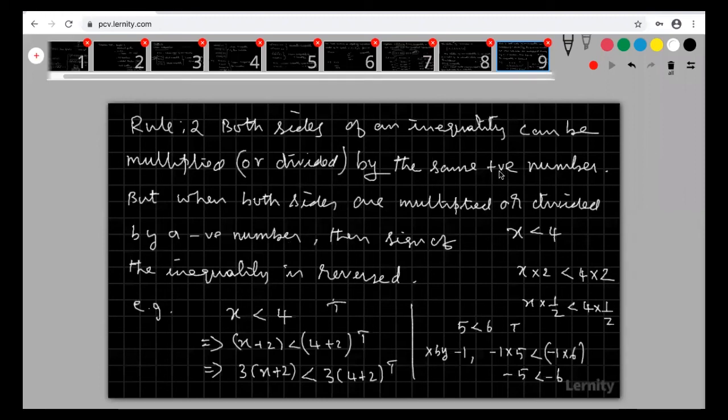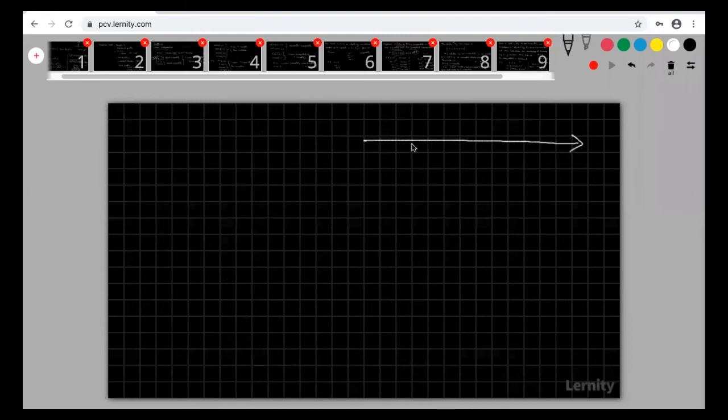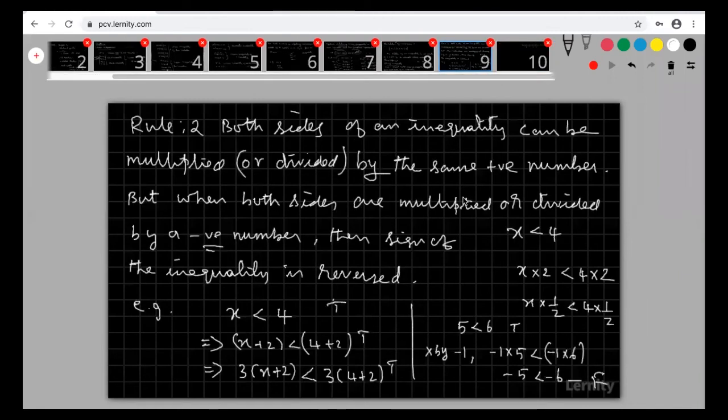When you multiply or divide by a positive number, no problem in the sign of the inequality. When you multiply by a negative number, you have to reverse the inequality. Why sir? Look at that: 5 is less than 6. Multiplying both sides by -1, I get -5 less than -6. Now this is false. Why? Look at the number line. Here it is -5, here -6, here -7, here -4. My -5 is greater than -6, not less than -6. So this is not true.